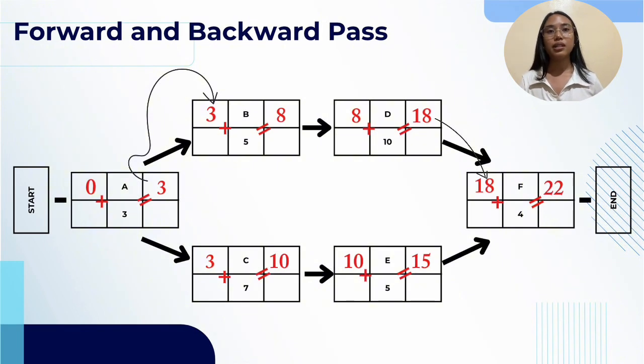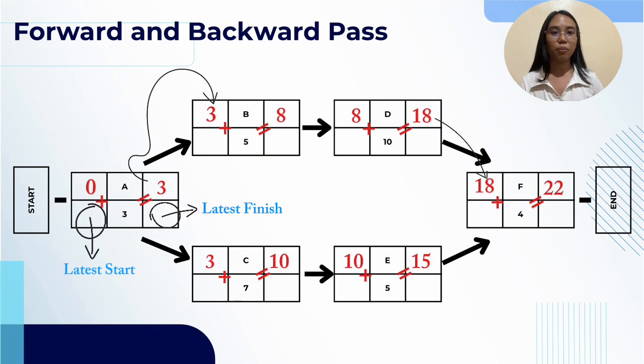Okay, so now, as we notice, there are still empty cells. We still don't have the latest start and the latest finish. Para malagyan natin ang nasa baba, we will now do the backward pass, which is the next step, and it will be discussed by the next reporter.